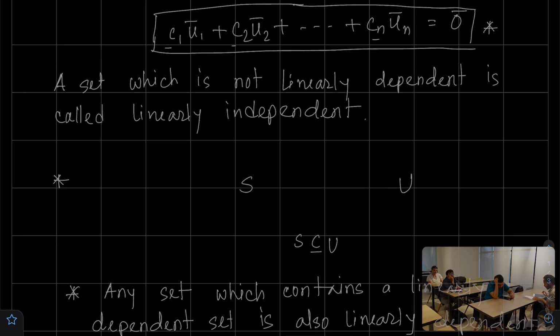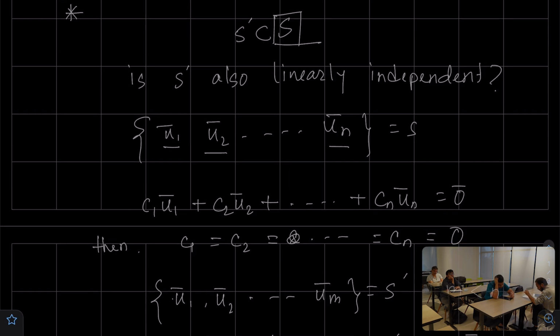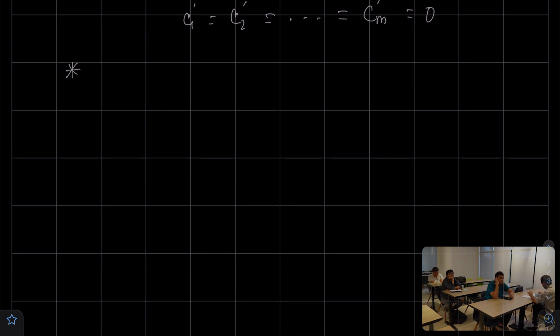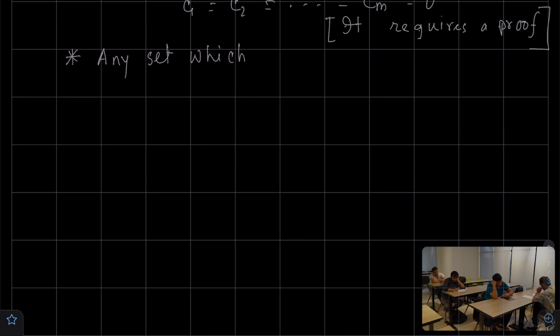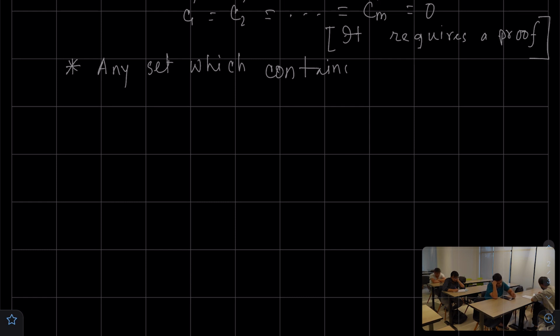So another consequence is: any set which contains the zero vector, is that set a linearly dependent set or independent set? So this part is untrue. You are going to prove it. It requires proof.